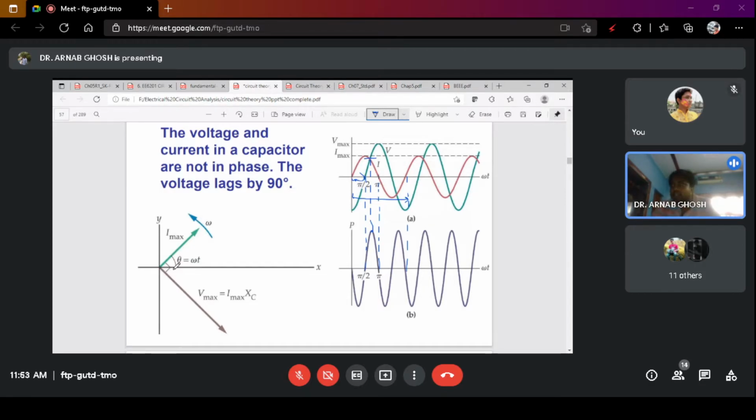The inductances may have their own combinations. There might be multiple inductances in series, or multiple inductances in parallel. But if it consists of only inductances, then the power output will be zero. So for a purely capacitive or a purely inductive circuit, the power output is equal to 0. Okay, am I clear? Yes, sir. Okay.